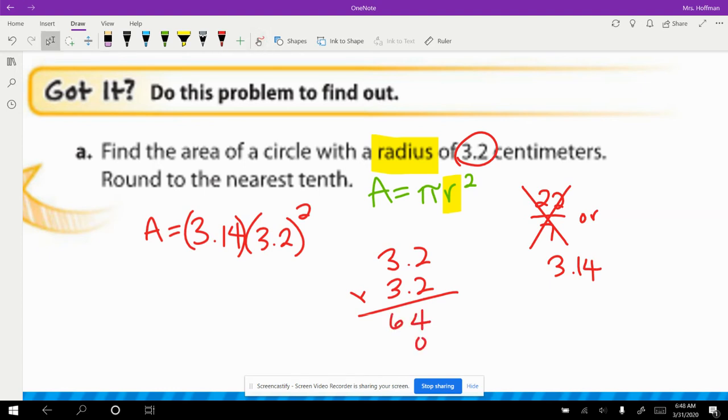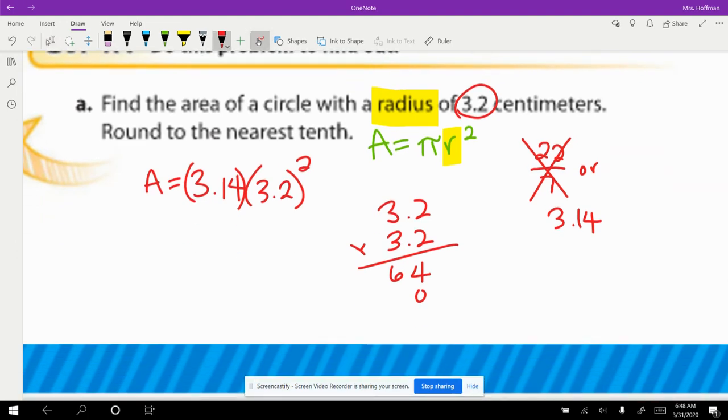And then let's move this down to get more room. And then you're going to have a 6 here and a 9 here. Add that up. It's going to be 4, and a 2, and a 10. Okay, move the decimal 2 times. So that's going to be 3.14 times 10.24. Okay, and this will get us the area.